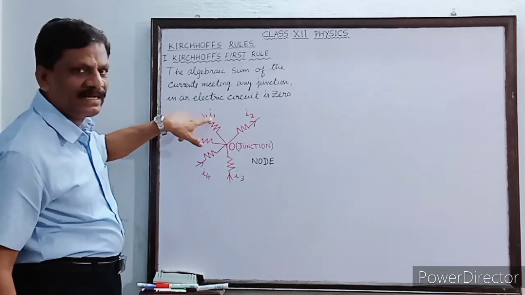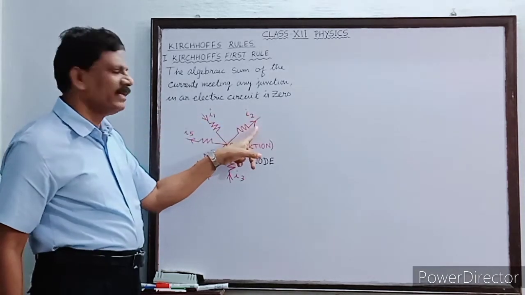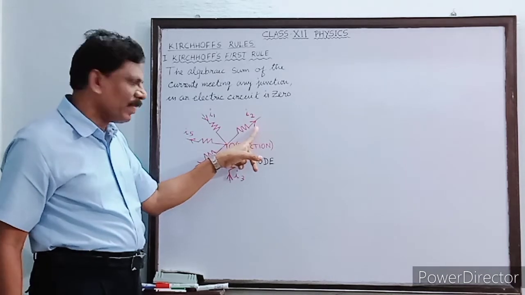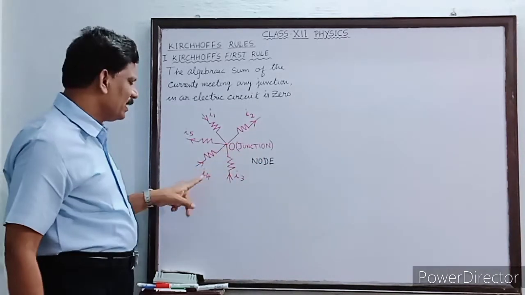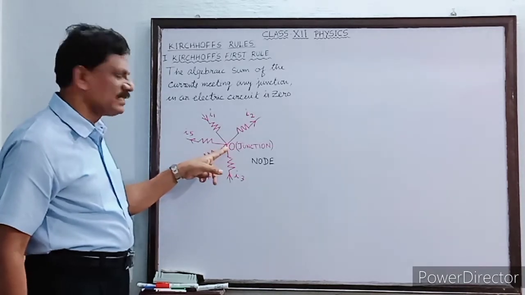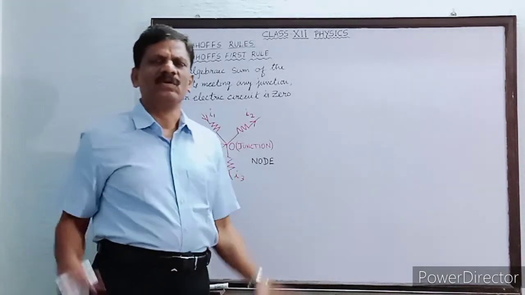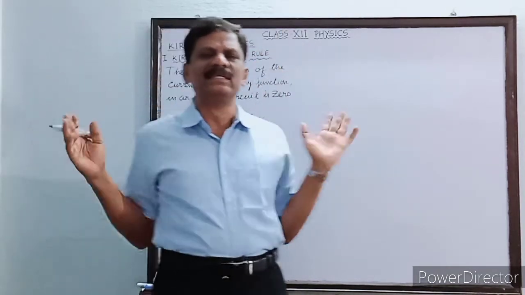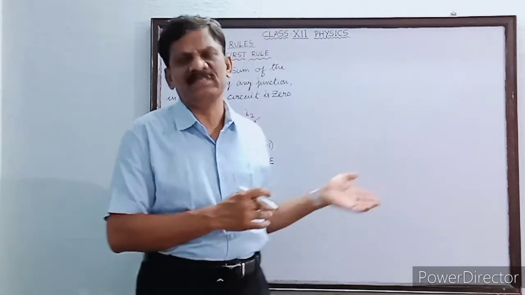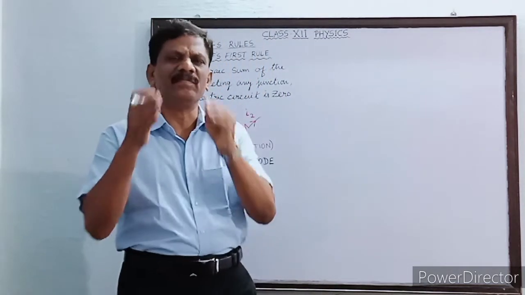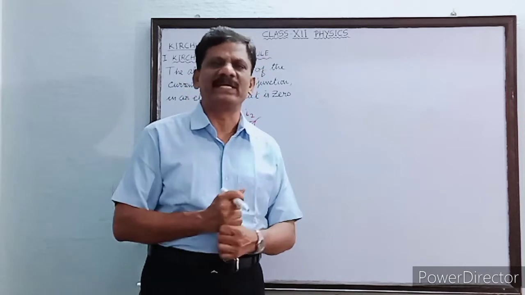I1 ampere of current is flowing towards the junction O and I2 ampere is leaving the junction from O. Similarly, I3 is flowing towards the junction and I4 is also flowing towards the junction and I5 is leaving the junction. So, when different conductors carry the current towards the junction and carry the current away from the junction, how much current will be remaining at the junction? It is 0. Because current cannot stay at a point.